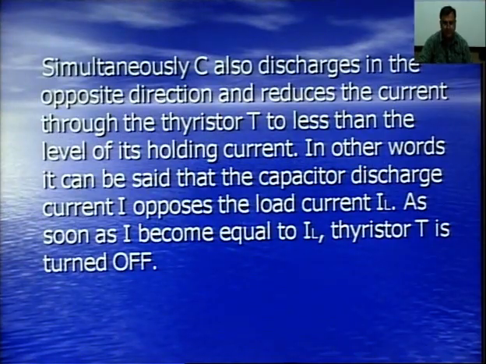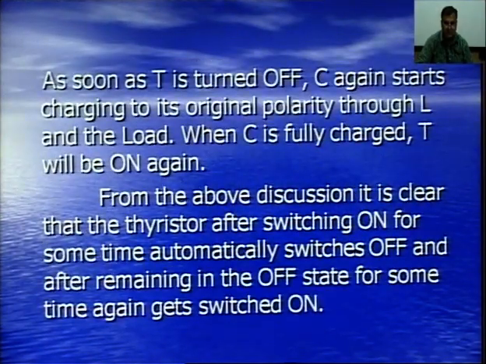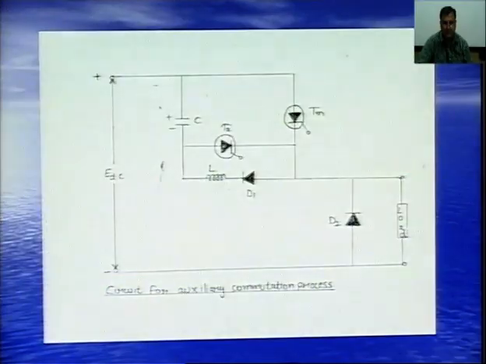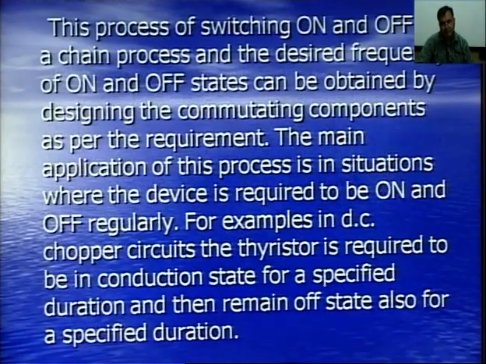In other words, it can be said that the capacitor discharge current I opposes the load current IL. As soon as I becomes equal to IL, the thyristor T is turned off. As soon as T is turned off, C again starts charging to its original polarity through L and the load. When C is fully charged, T will be on again. Now this thing we can see from the diagram.